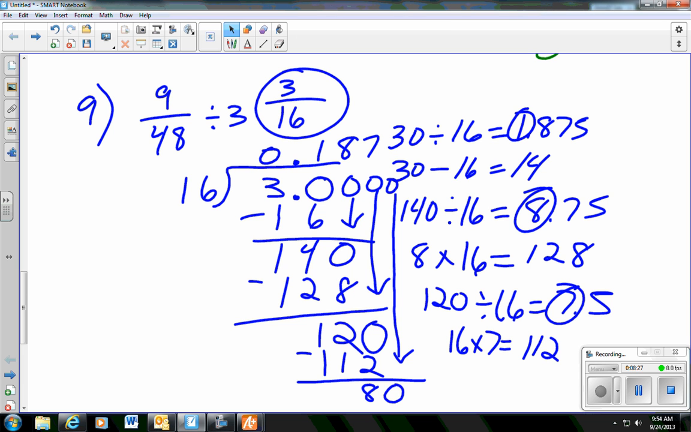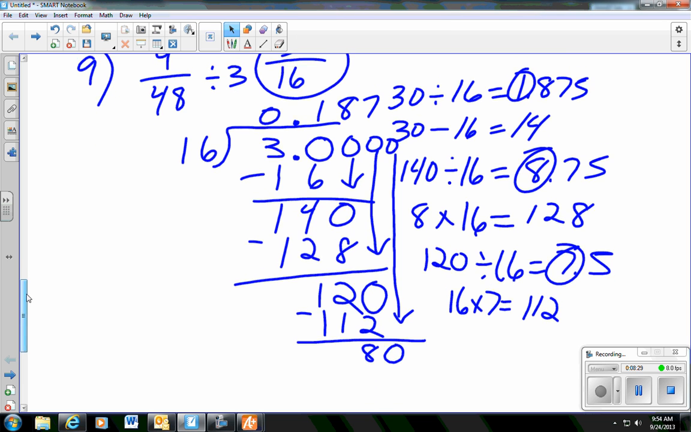Scroll down a little bit here. And then let me erase what I've got here. It's getting in the way.